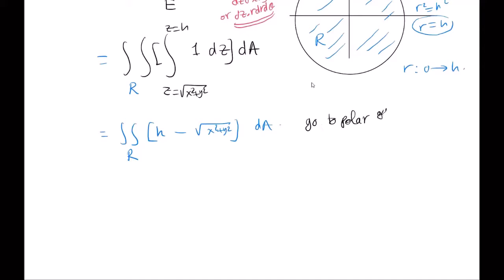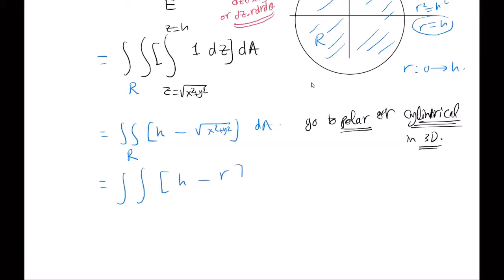Or cylindrical, yeah. In 3D, we call it cylindrical. So go on, Sama. About h minus r dr d theta. Yes, this is r, exactly. Then r dr d theta. Instead of dA, it's r dr d theta.